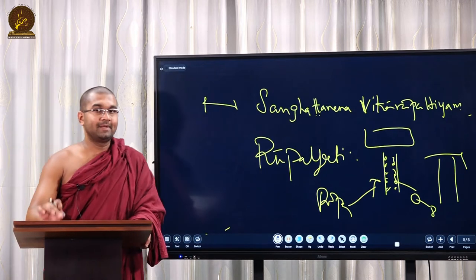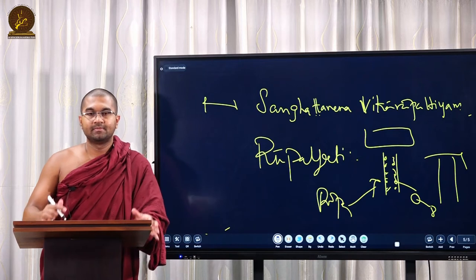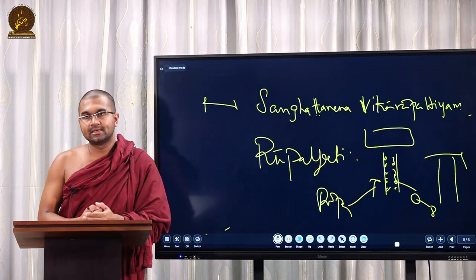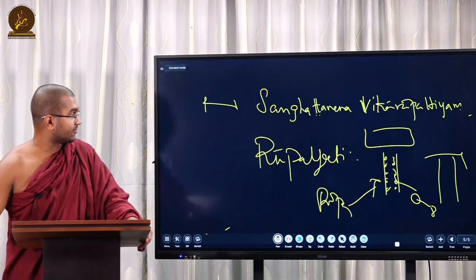The word rupana is actually applicable only to the rupas, not to the namas, for two reasons: because namas don't come into any contact, and also the change in nama is not as obvious as it is in rupa.